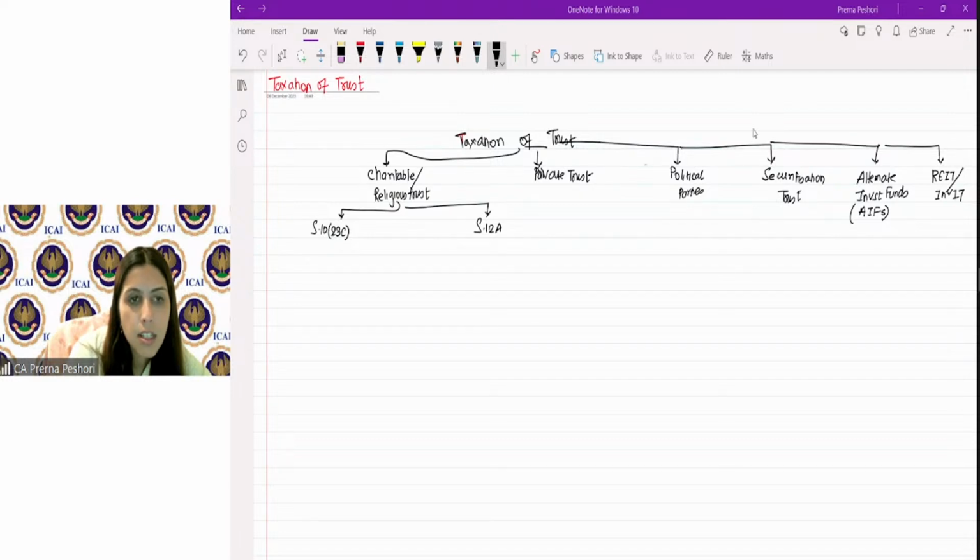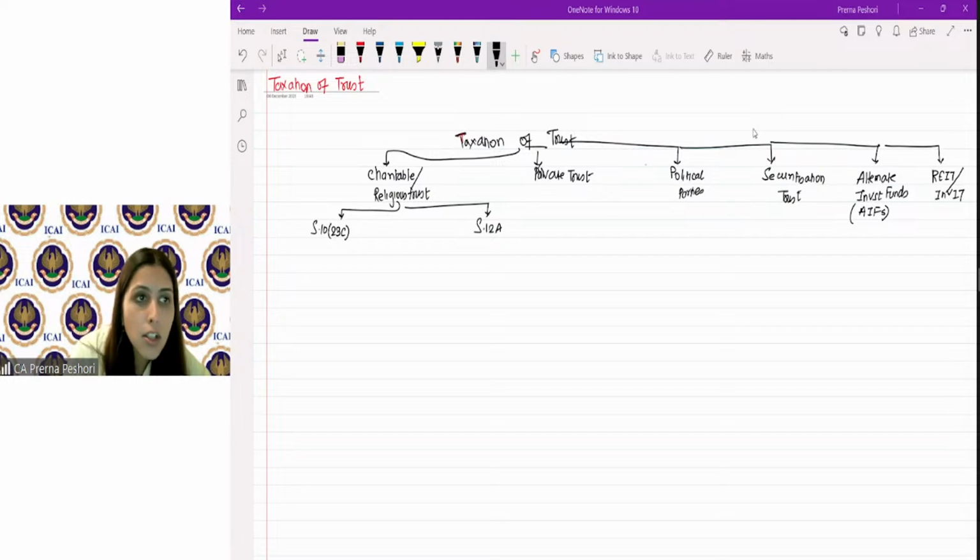Yes. So for that, we need to look into the kind of trust it is. The kind of trust which it is. Based on that, we need to decide the taxability. So first we are going to start with the securitization trust and the REITs and the InvIT.